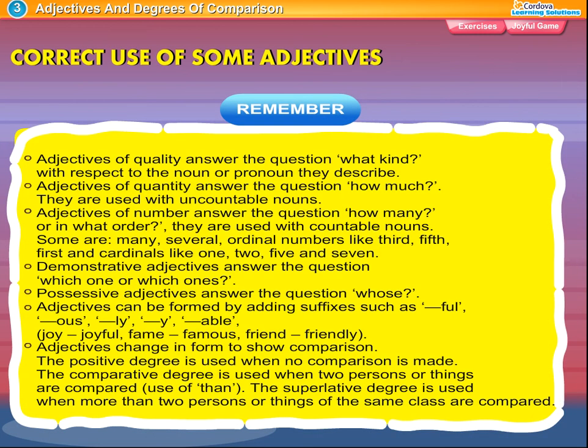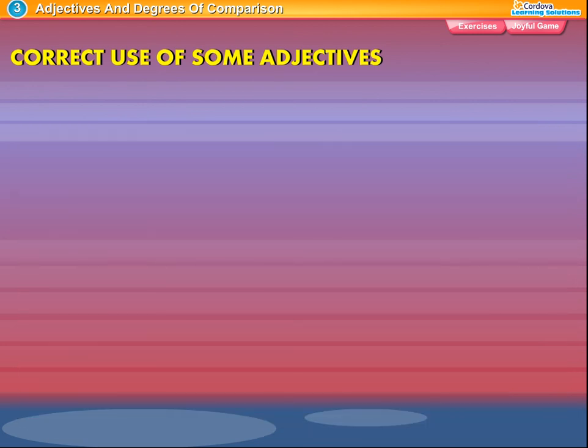Remember, adjectives of quality answer the question what kind with respect to the noun or pronoun they describe. Adjectives of quantity answer the question how much. They are used with uncountable nouns. Adjectives of number answer the question how many or in what order. They are used with countable nouns. Some are many, several, ordinal numbers like third, fifth, first, and cardinals like 1, 2, 5, and 7. Demonstrative adjectives answer the question which one or which ones. Possessive adjectives answer the question whose. Adjectives can be formed by adding suffixes such as ful, ous, ly, y, able. Joy, joyful; fame, famous; friend, friendly.